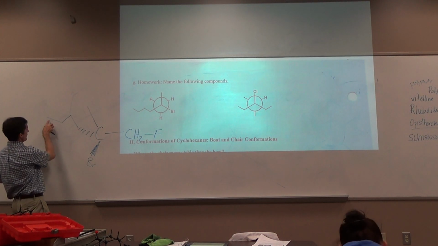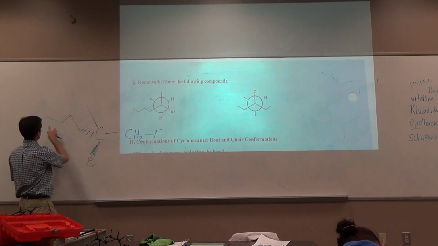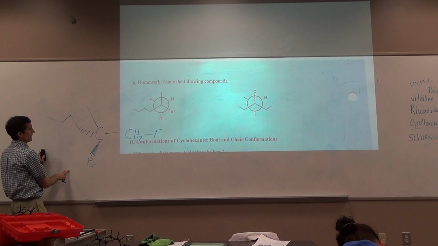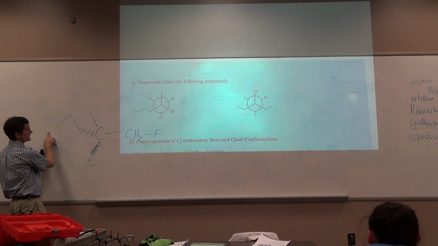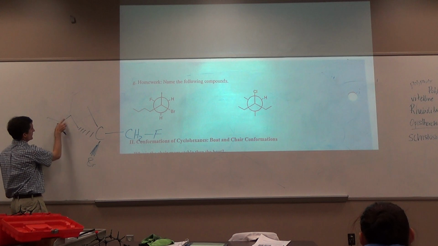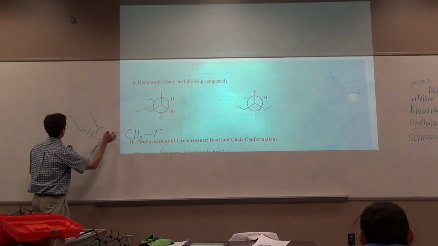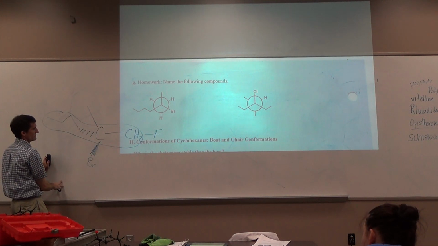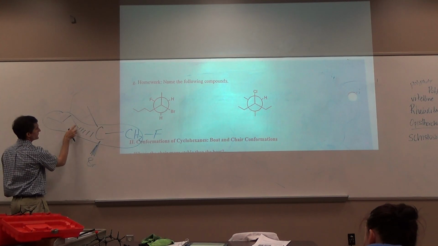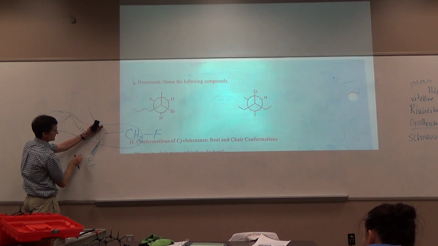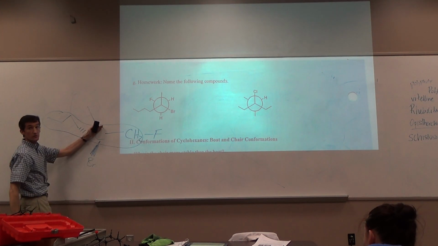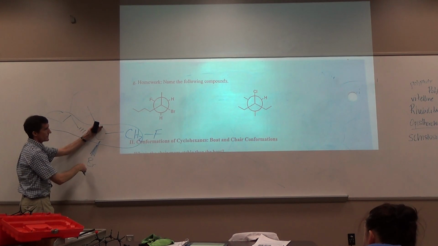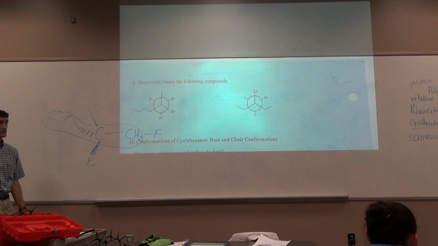Longest continuous chain. 1, 2, 3, 4, 5, 6. 1, 2, 3, 4, 5, 6. I see two sixes. Which one is the best? If it's that one, how many substituents on it? 3. If it's the other one, how many substituents? Only 2. That would be the better one. The one I circled is the best, and that's what, hexane?